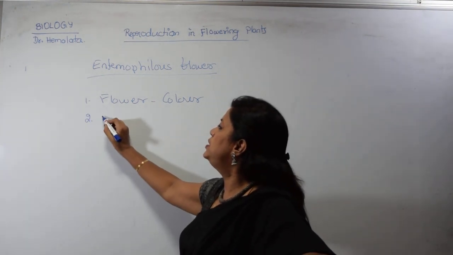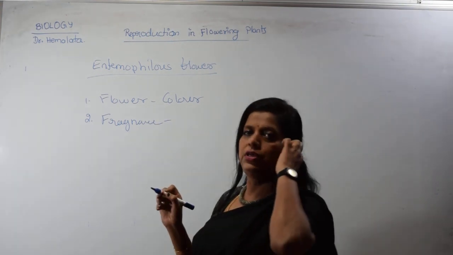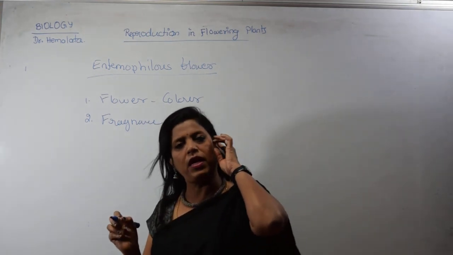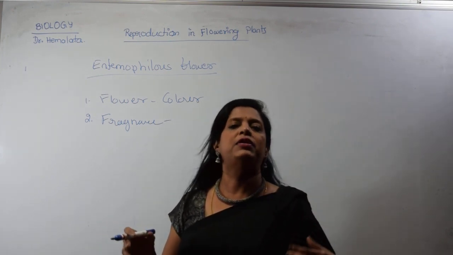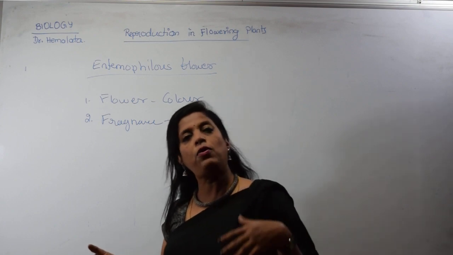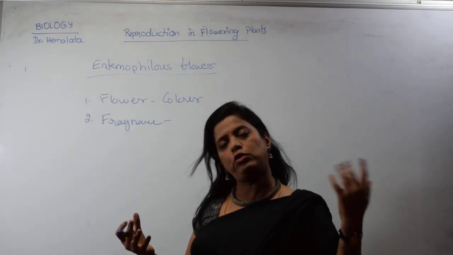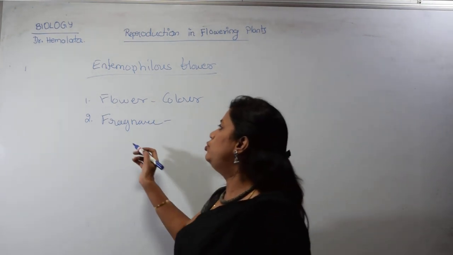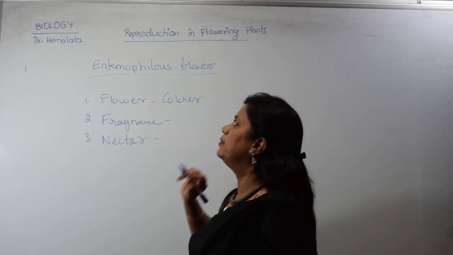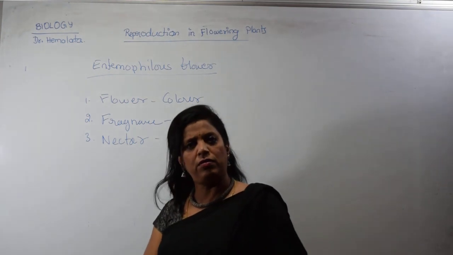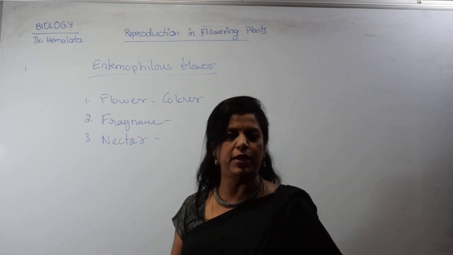Then flowers must have nice fragrance or scent which will attract the insects. Most of the time, as I already discussed once, they are not very beautiful smelling flowers, but still insects are attracted; most insects like that smell only. So they should have nice fragrance, and they should produce nectar. Right? This is the basic flower character. These are all the flower characters of entomophilous or insect pollinating plants.